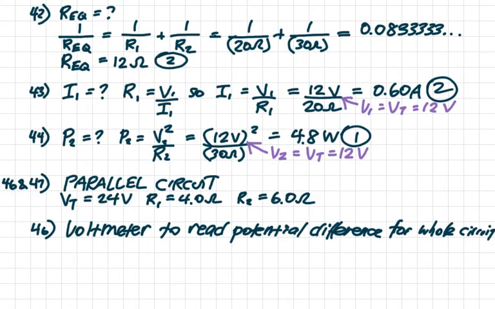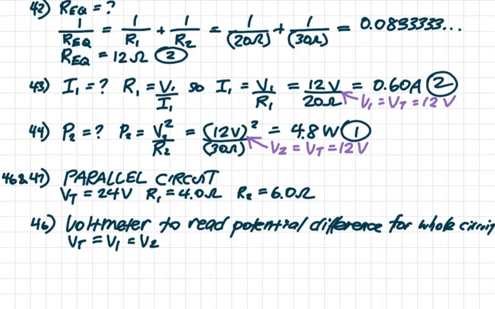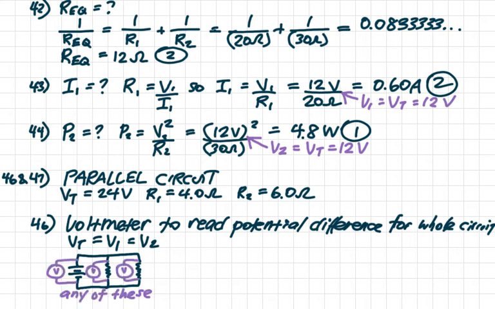46 wants a voltmeter to read potential difference for the whole circuit. Well, I could put that voltmeter anywhere because the potential difference, the voltage, is the same for all spots. So first let's draw in the circuit. I'm at the bottom of the page, so we can squeeze this in. So we have to put a voltmeter to read potential difference. I could put it anywhere. So I could put it across any of those, either the first resistor, second resistor, or the total.